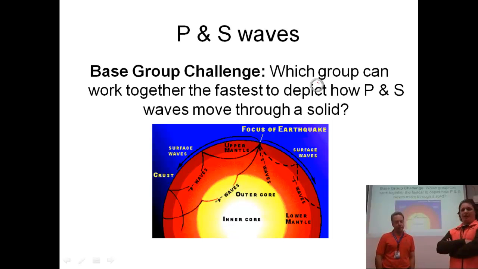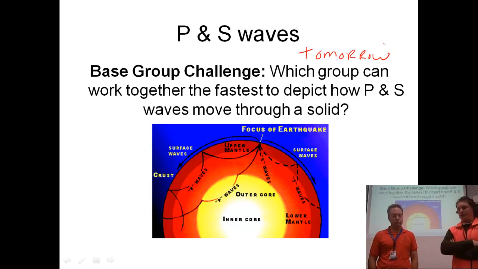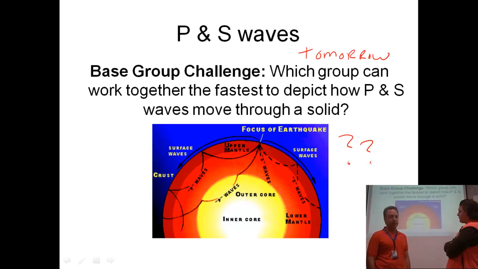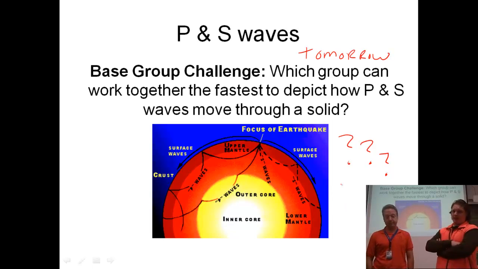We are going to do this in class. Which group can work together the fastest to depict how P and S waves move through a solid by looking at that picture? That picture is a pretty big clue there, don't you think? I think so. That'll be a fun one tomorrow when all the groups get together. If a group really plans it out, they could almost have their answer before they came to class, so they can win. Definitely. That's bragging rights there. Yeah, some demon dollars maybe.